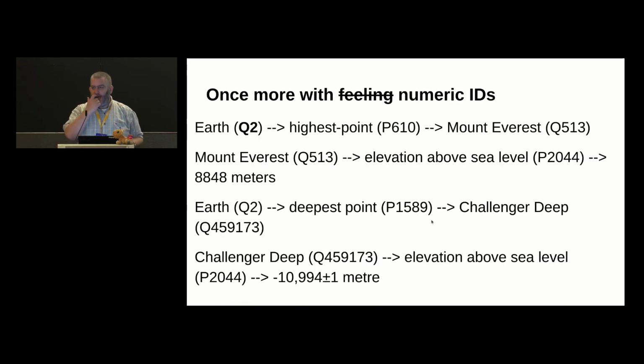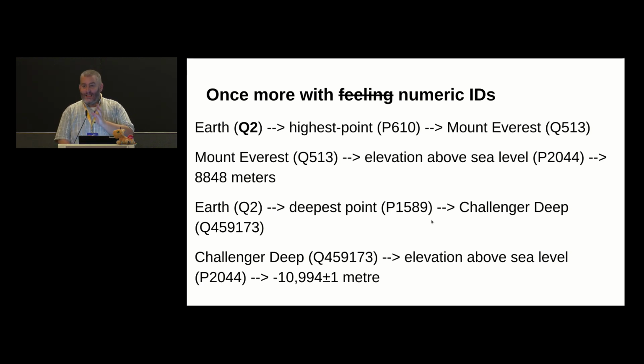Let's look at it one more time, this time with numeric IDs. So on Wikidata, every item has a numerical ID, and it's called a QID because all of these IDs start with Q and then a number. So the Earth is Q2. It's one of the earliest items we created on Wikidata. Every property on Wikidata also has a numerical ID. It starts with P610 in this case for highest point. The deepest point is P1589.